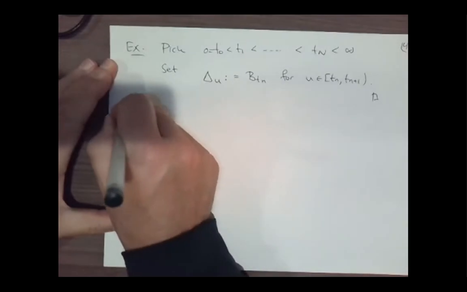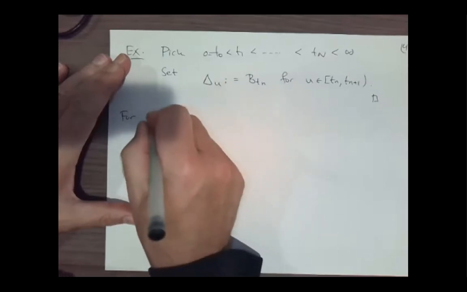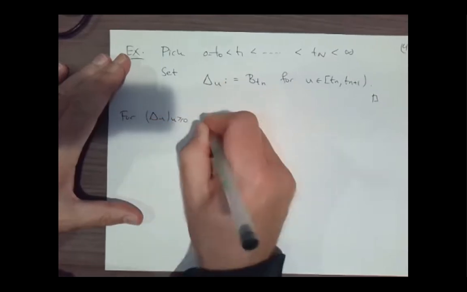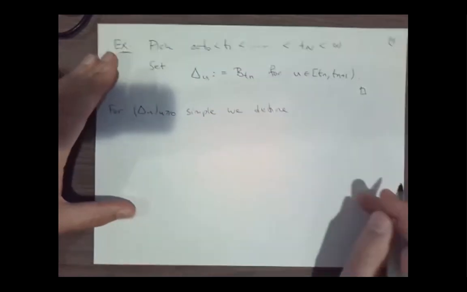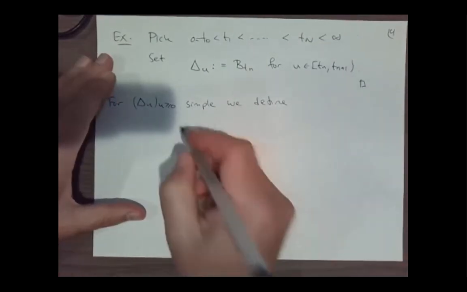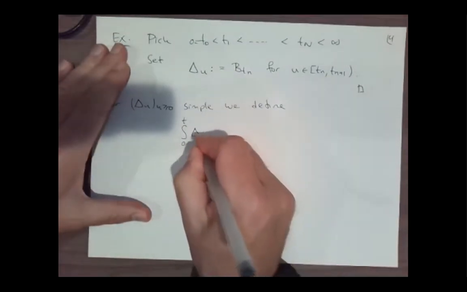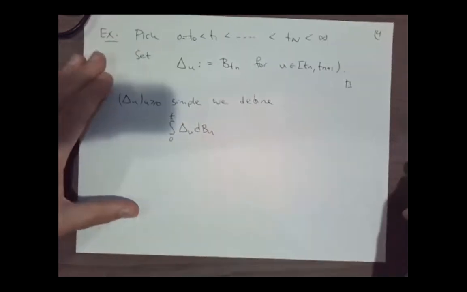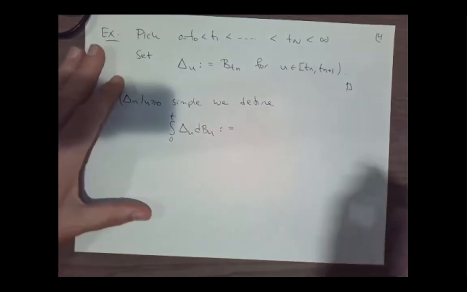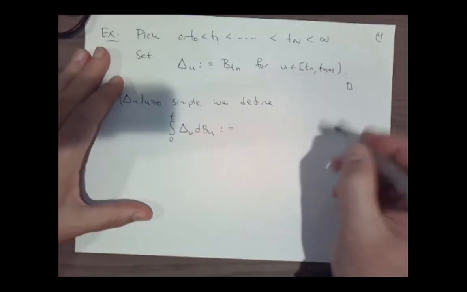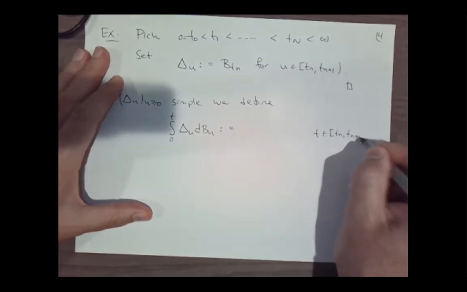So for Delta simple, we define the integral from 0 to t of Delta(u) dB(u). How should we define it? Well, again, let's say that t lives between tn and tn+1.